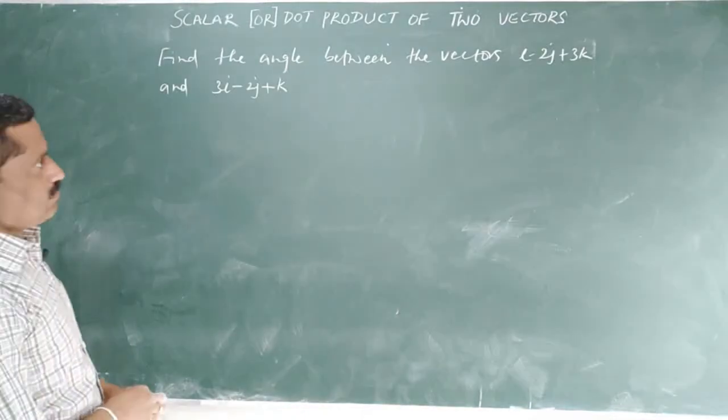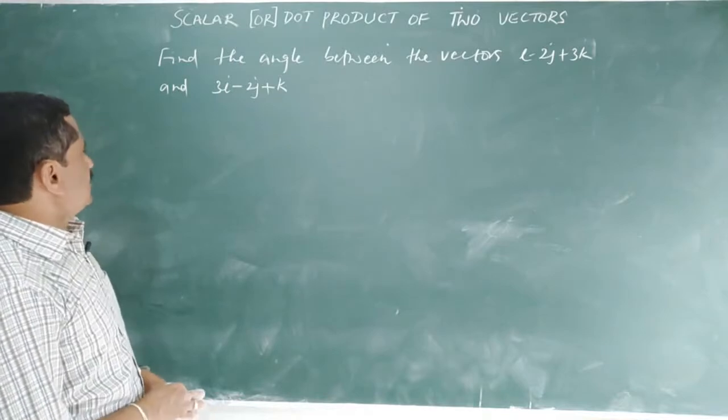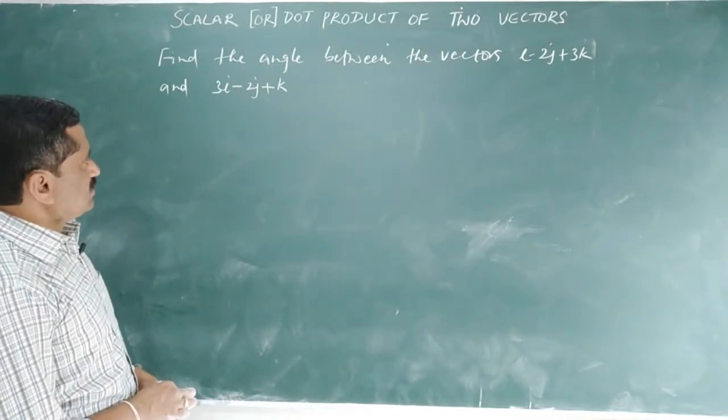Next, find the angle between the vectors i minus 2j plus 3k and 3i minus 2j plus k.